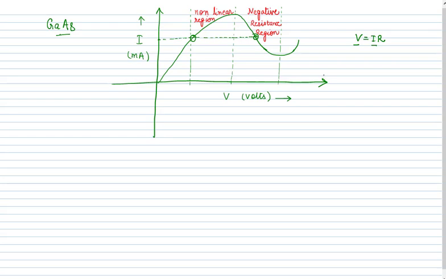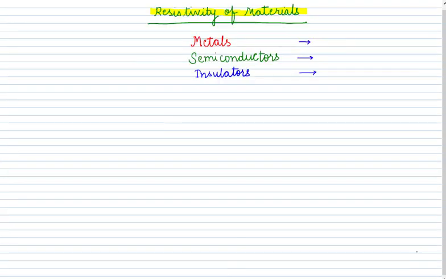Next topic we are going to study is resistivity and resistance. Let's begin. Resistivity of materials. All the materials we categorize into three basic categories. They can be either metals, which are very good conducting, or semiconductors, which are conducting but not as good as metals, and the third category is insulators, which are not at all conducting.